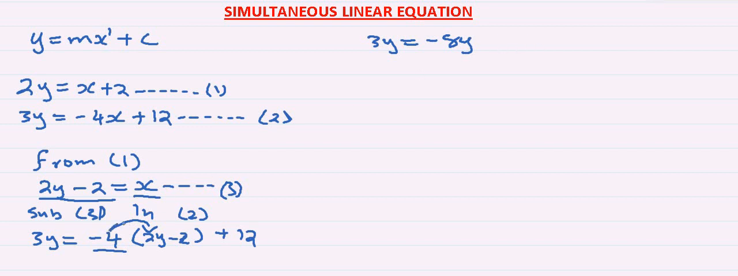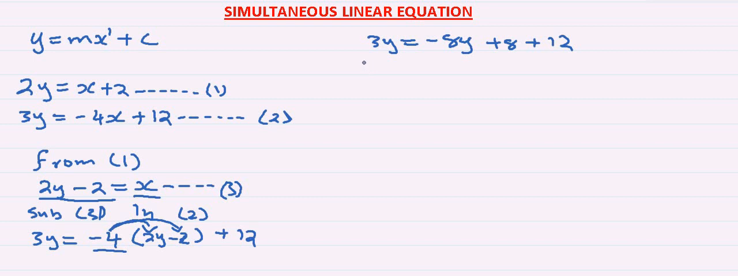negative 4 again, multiplied by negative 2. Negative times negative is positive. 2 times 4 is 8, meaning it's plus 8. Then you bring down 12, becomes plus 12. Since we are solving for y, and we have y in both sides of the equation, you are going to transpose 8y to the left hand side.